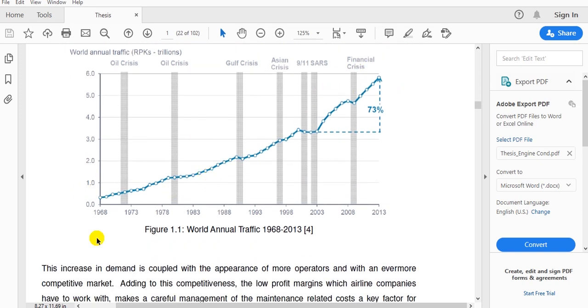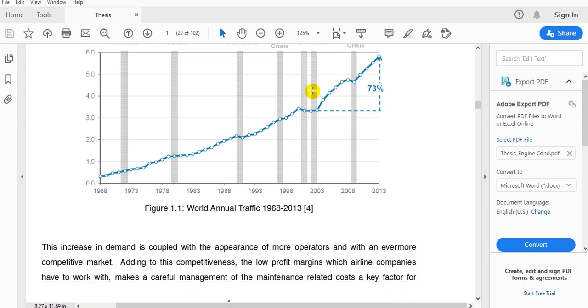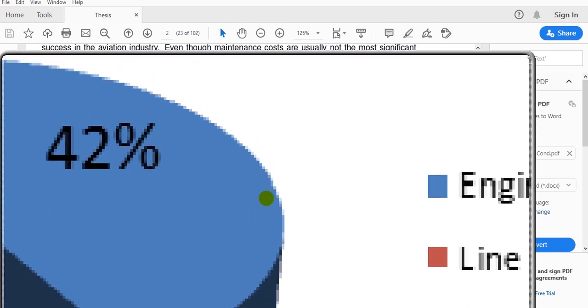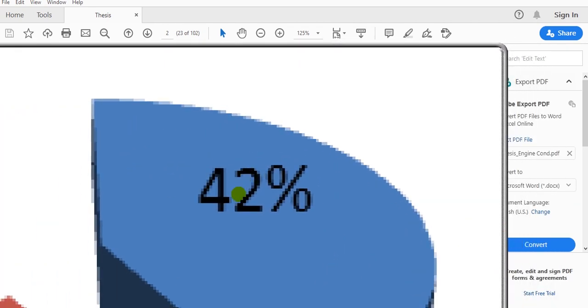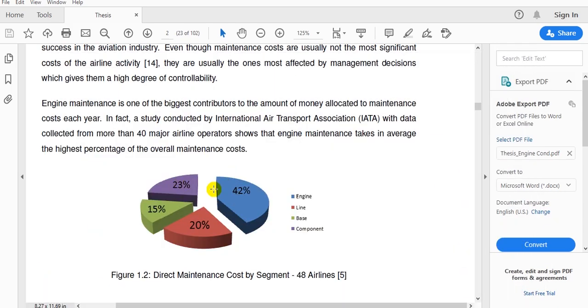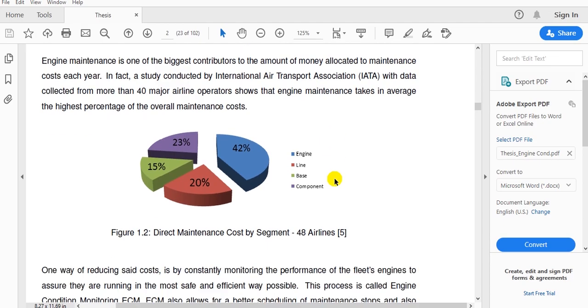This shows you that the airplanes need the troubles exceeds. Here, this is a very important figure. Take care here that the engine costs 42% of the total cost. So look here, the rest is smaller than the engine. So the engine must be taken care of.